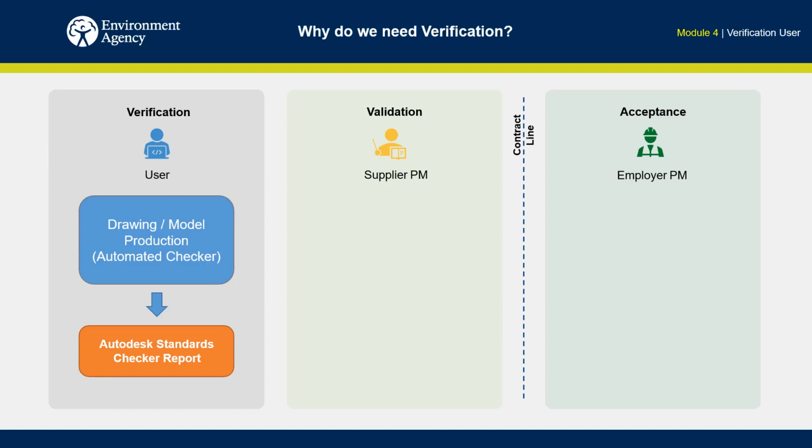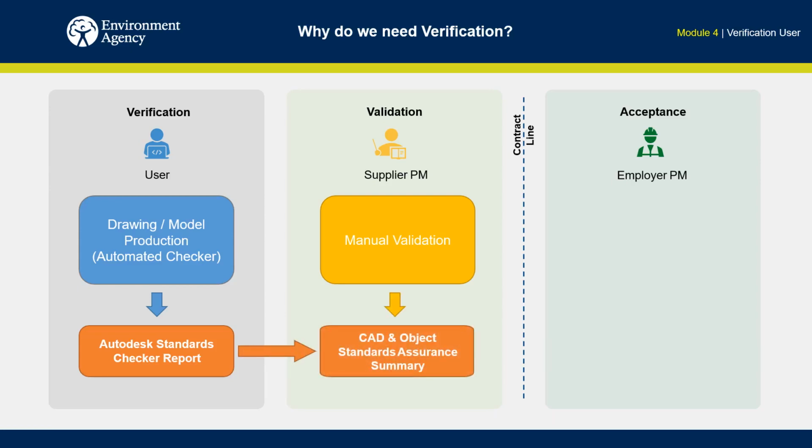Once complete, the user delivers the drawings or models with the checker reports to the supplier project manager for validation. The supplier project manager validates these reports and manually validates the drawings or models against parts of the standards that cannot be automatically checked. Once satisfied, a standards assurance summary report is produced and submitted alongside the graphical deliverable for acceptance by the employer.